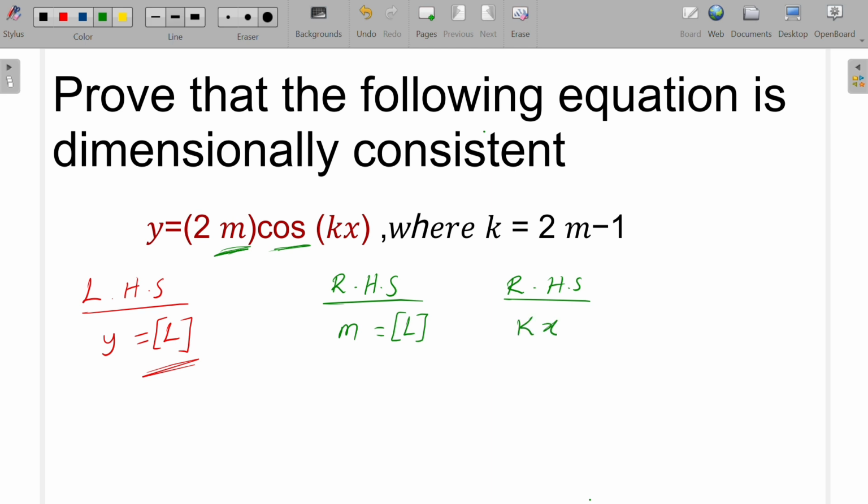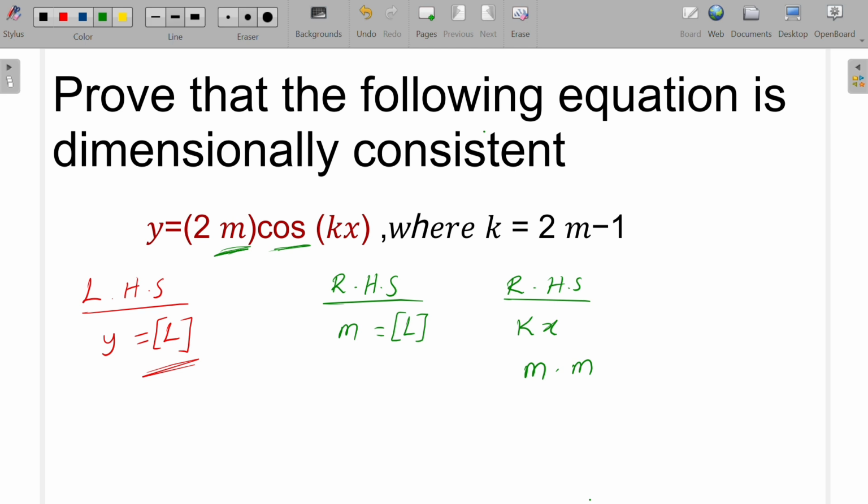And we're told this k is 2 m minus 1. So 2 is not considered, so we're going to leave it out. It's a constant as well. So that 2 goes. We're just going to have m to minus 1 there. Then this must multiply by x. X is also just displacement in the x direction, or rather, we can call it position. So it's also measured in meters. It's just distance.